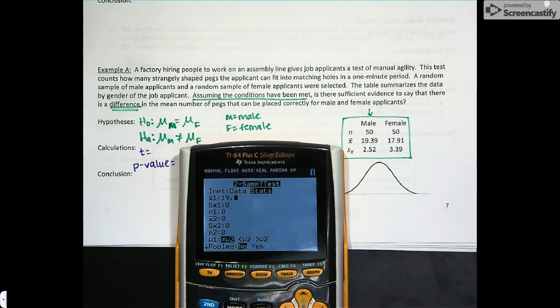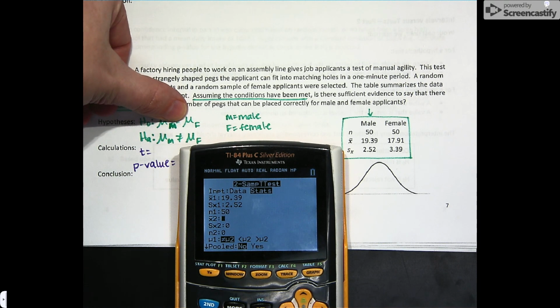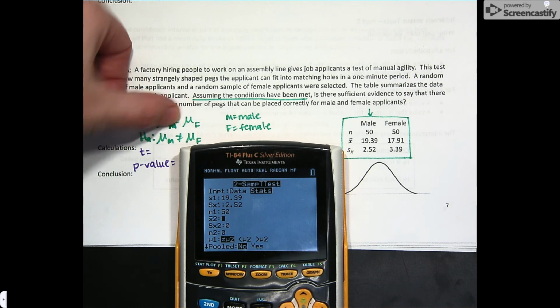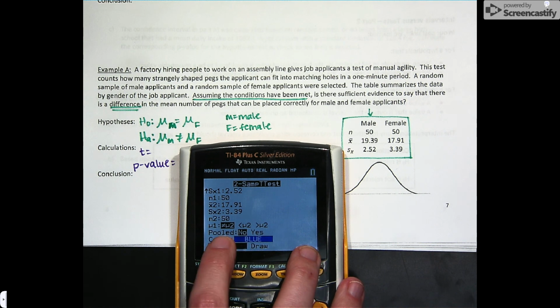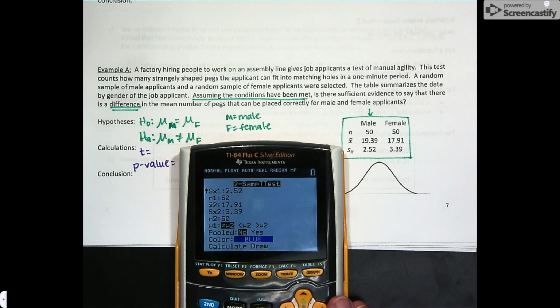So my first mean for males is 19.39. My standard deviation is 2.52, and my sample size was 50. I put female second in my hypotheses test, so that's going to be my second set of data. So their mean was 17.91, standard deviation of 3.39, and a sample size of 50. And I'm just trying to show that they're not equal to. Anytime it asks you about whether to pool or not, don't even change that. Just leave it as no.